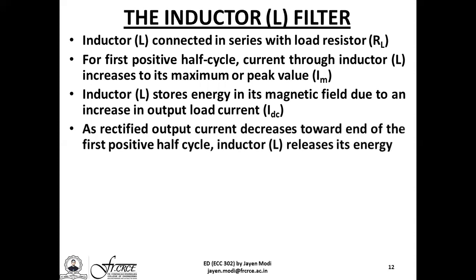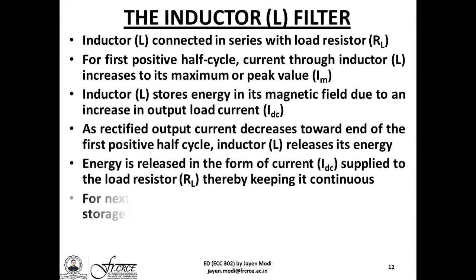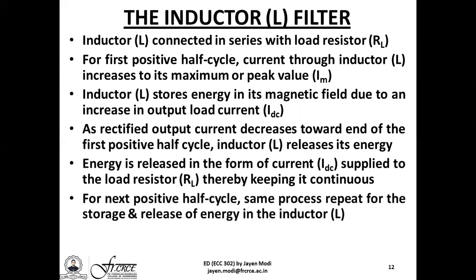As the rectified output current decreases towards the end of the first positive half cycle, the inductor will now release the energy, because its fundamental property is not to allow a rapid change in the flow of current through it. Hence, this energy will be now released in the form of a current IDC supplied to the load RL, thereby keeping it almost continuous. For the next positive half cycle, the same process repeats for the storage and release of the energy in the inductor L.